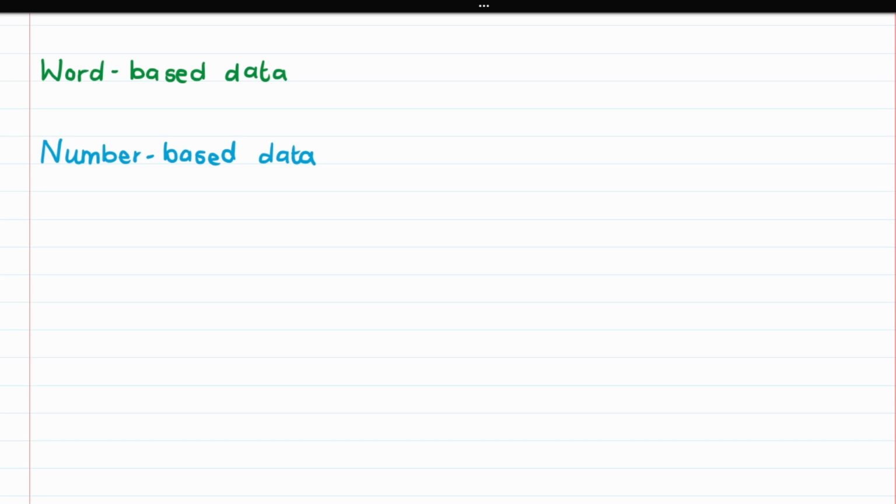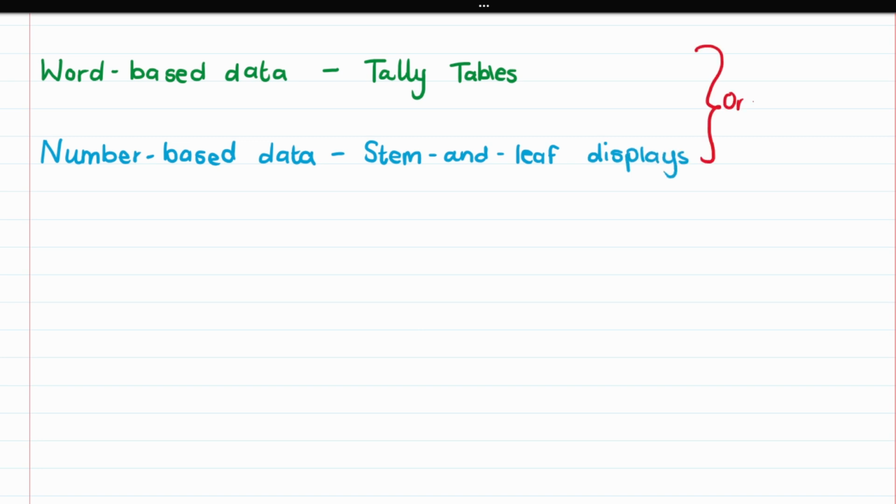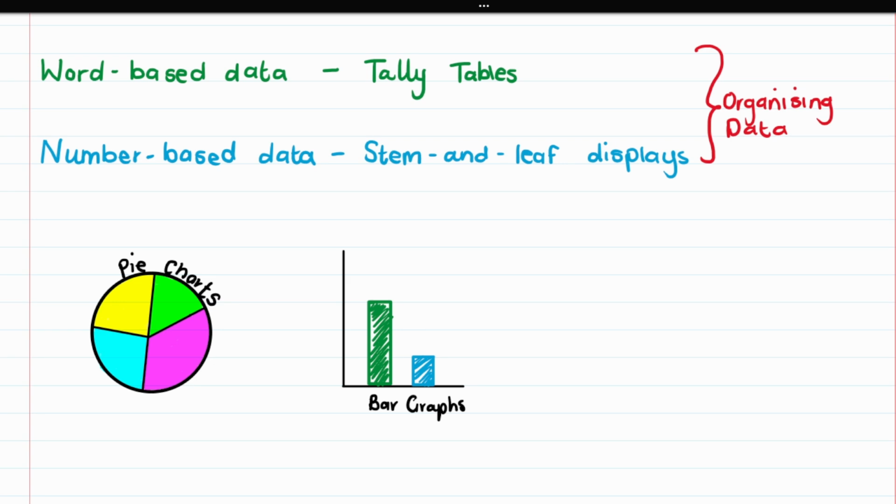As soon as you start putting some kind of order to the data, it has moved from being raw data to organized data. We can further sort this data using different methods, namely tally tables and stem and leaf displays. Tally tables work well for word-based data, while stem and leaf displays work well for numerical data. In our following lessons, we will explore how to then represent this organized data, which is done through a variety of graphs such as pie charts, bar graphs, and histograms.